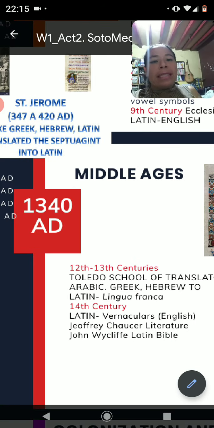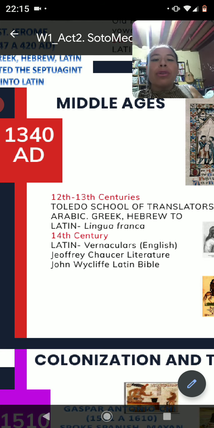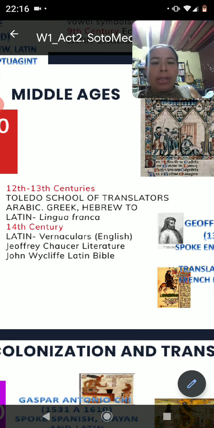And we know that during the Middle Ages, the dominant language was Latin. And so there was a Toledo School of Translators that transferred Arabic, Greek, and Hebrew writings or works into Latin, which was the lingua franca, as I said, because it was very important.